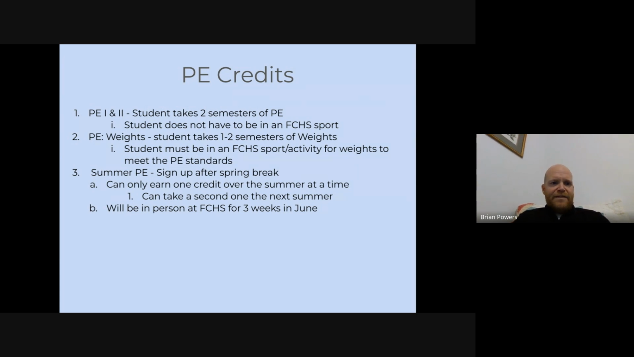So like we said, the PE 1 and PE 2, you don't have to be in a sport. You can just go ahead and sign up for a PE class. For weights, you take 1 or 2 semesters of weights. You have to be in a sport or activity for weights to meet the PE standard. It's a state standard, so it's not something that the high school made. And then for the summer PE, you can earn 1 credit over the summer at a time, and it's in person here at the high school in June for 3 weeks. So you can take it this summer, and then you can take it next summer, and you get those credits out of the way if that's something your student wants to do.